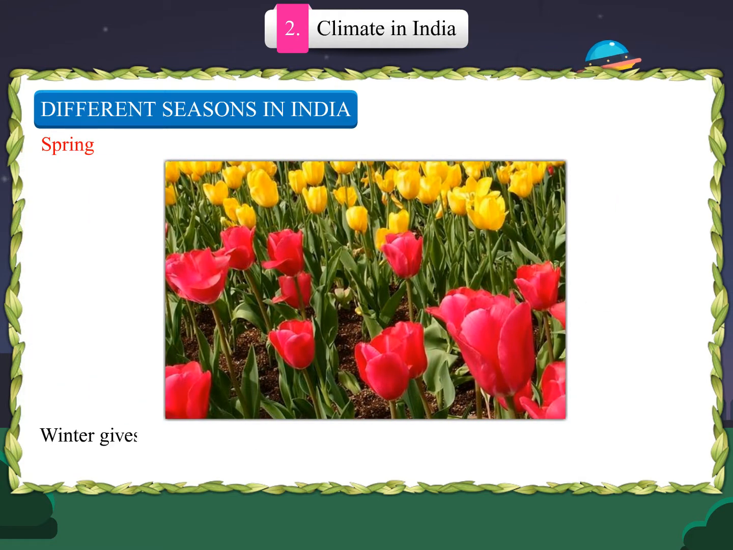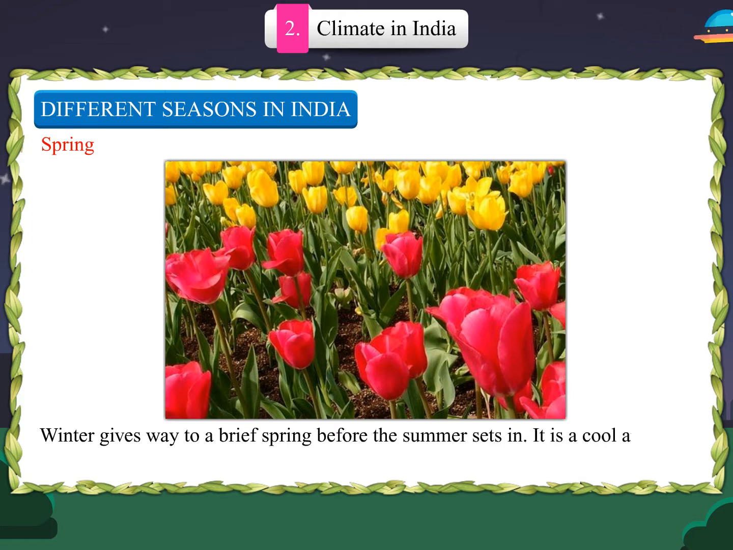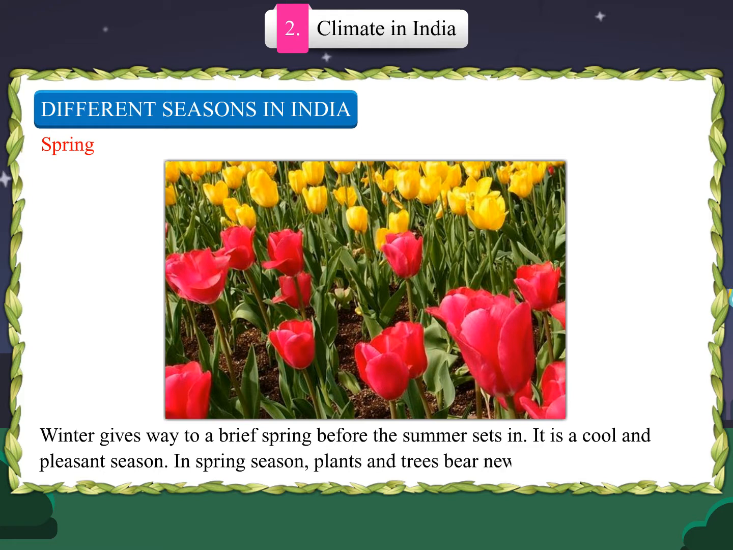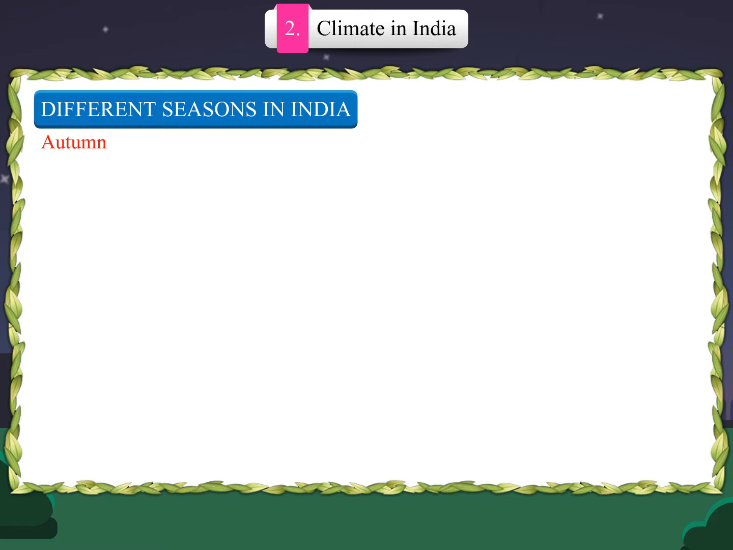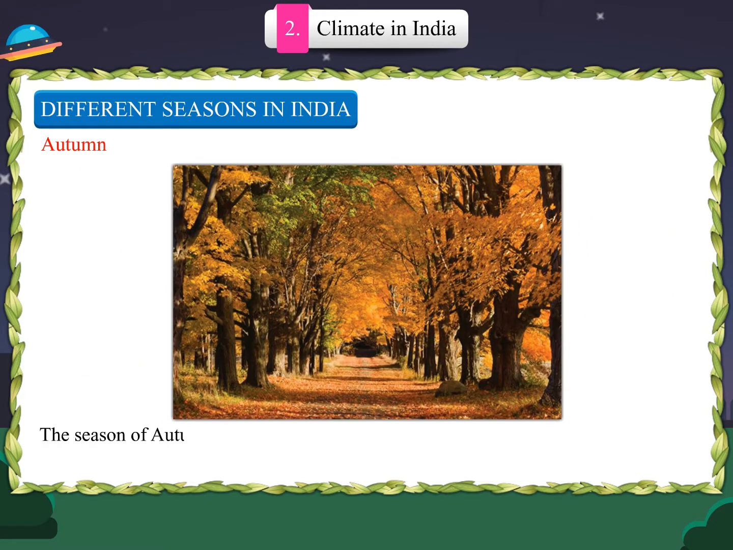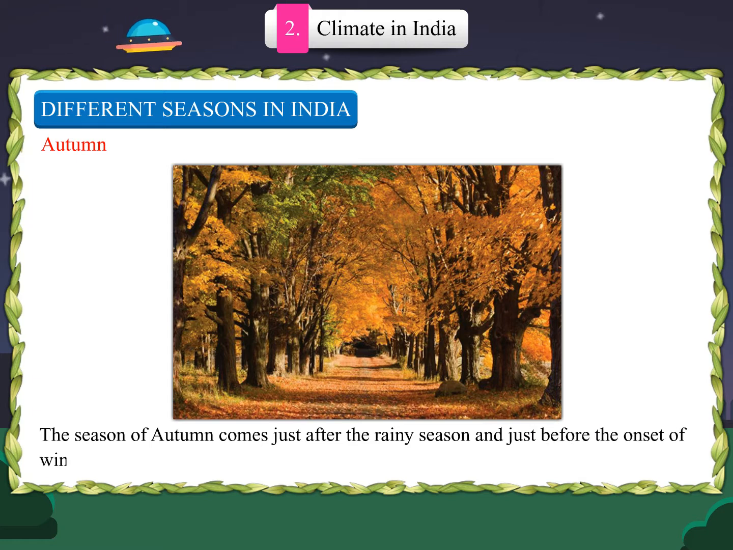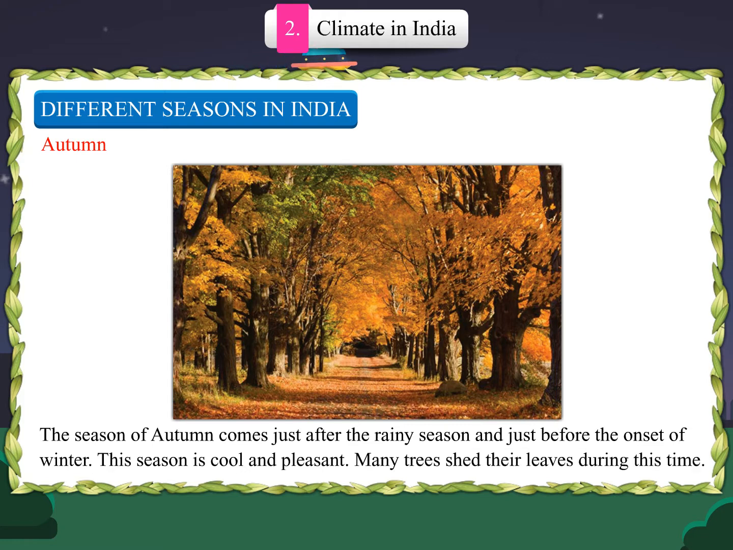Spring. Winter gives way to a brief spring before the summer sets in. It is a cool and pleasant season. In spring season, plants and trees bear new leaves and flowers. Various festivals such as Baisakhi, Holi are celebrated in this season. Autumn. The season of autumn comes just after the rainy season and just before the onset of winter. This season is cool and pleasant. Many trees shed their leaves during this time.